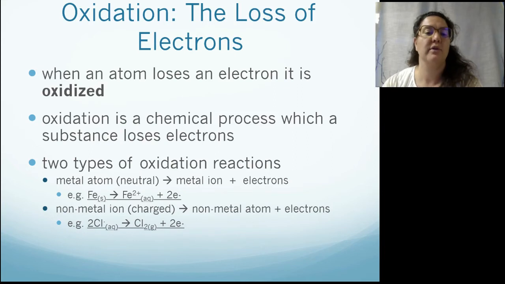cation. There are two different types of oxidation reactions. One is when a metal atom forms a metal ion and some free electrons. The other is when a non-metal ion that has a charge becomes a non-metal atom, and then electrons are freed to the environment. So we had a negative chlorine ion becoming a chlorine atom and releasing 2 electrons to the environment.